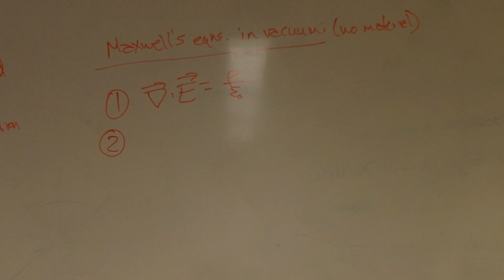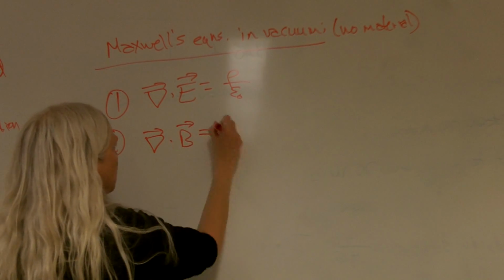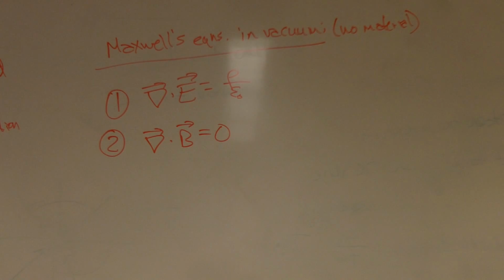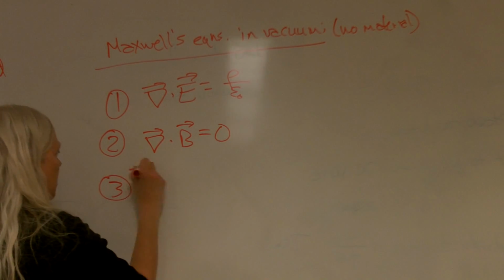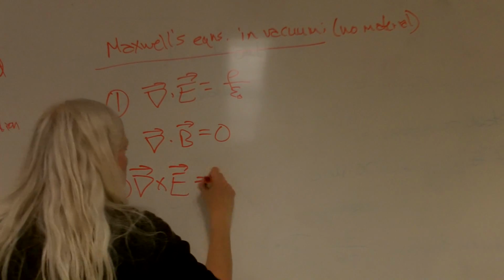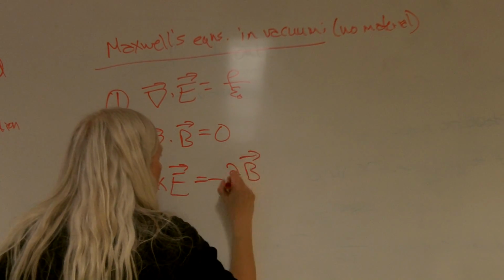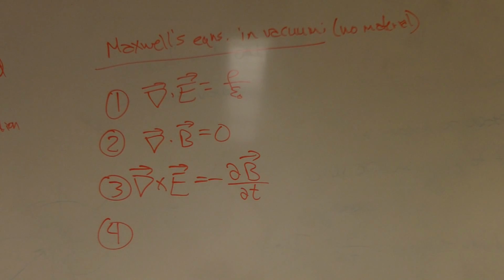Second equation, we're going to leave as is. The divergence of the magnetic field is 0. Okay? The third one, I'm going to leave as is also. So the curl of E is equal to minus dB dt. All I'm doing basically here is rewriting Maxwell's equations entirely in terms of E and B. I'm getting rid of the D and the H fields that we originally saw, okay? Because E and B are more familiar to you.